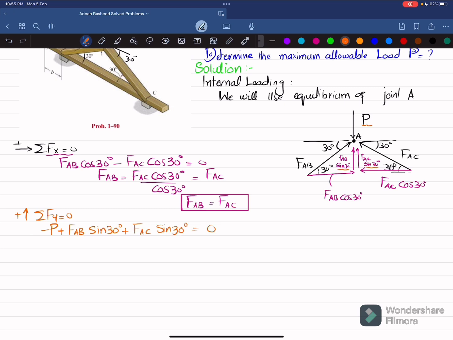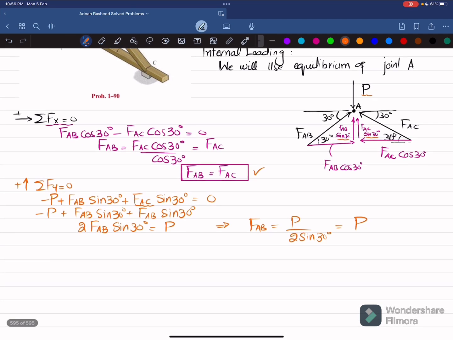to 0. Now you can see FAB is equal to FAC, so I will replace this FAC with FAB. So FAB sine of 30 degree plus this FAB sine of 30 degree minus P. So 2 times FAB sine of 30 degree is equal to P. And when you calculate this FAB, FAB will be equal to P divided by 2 sine of 30 degree, and that will be also equal to P. Clear? So it means that FAB is equal to FAC is equal to P.